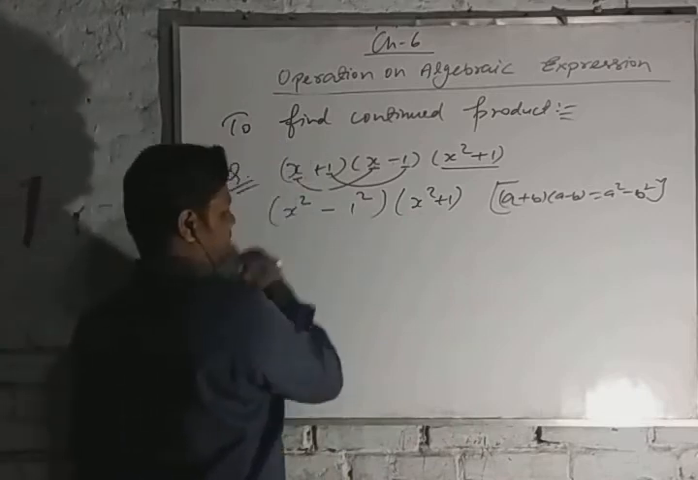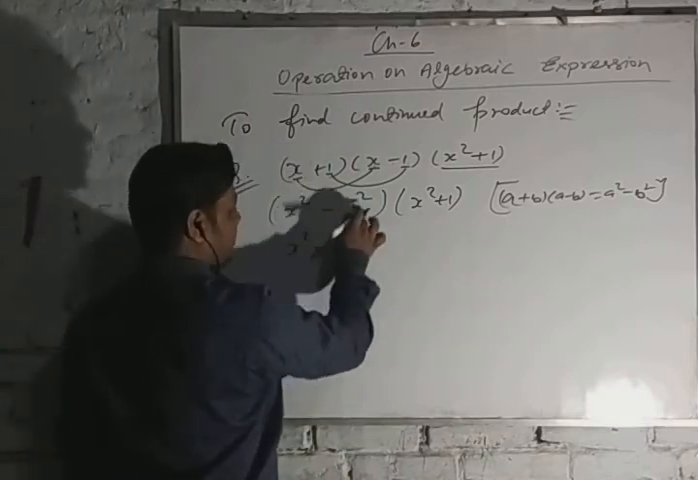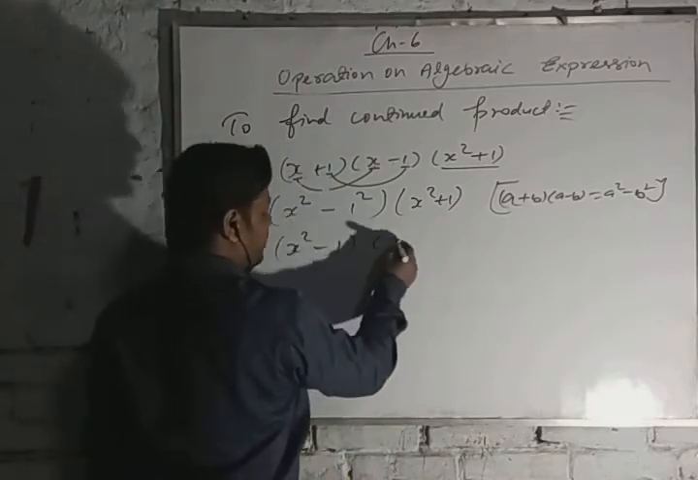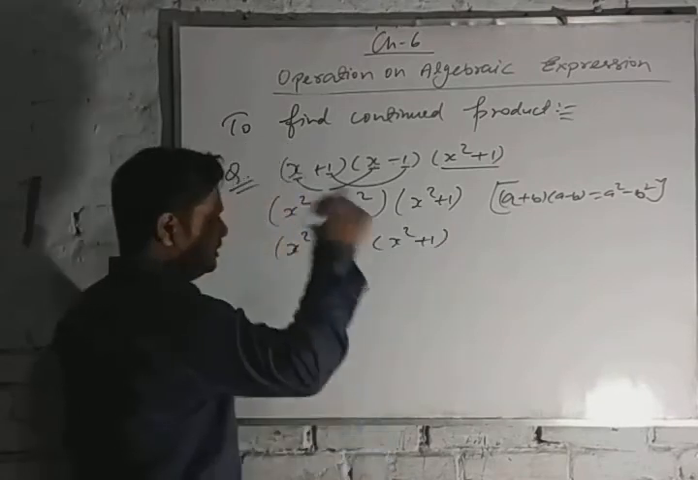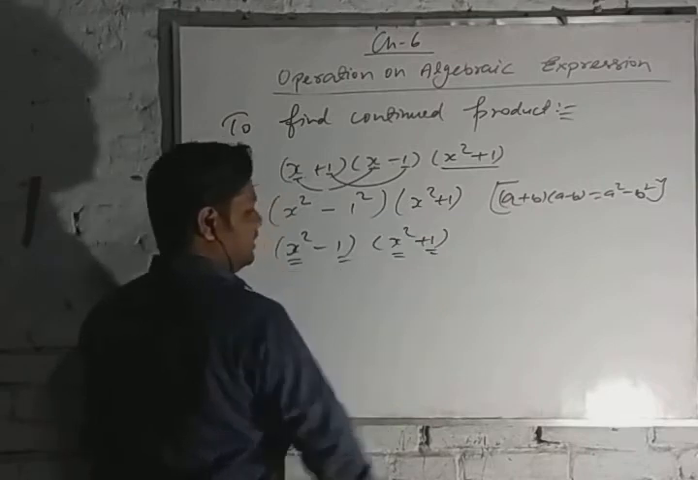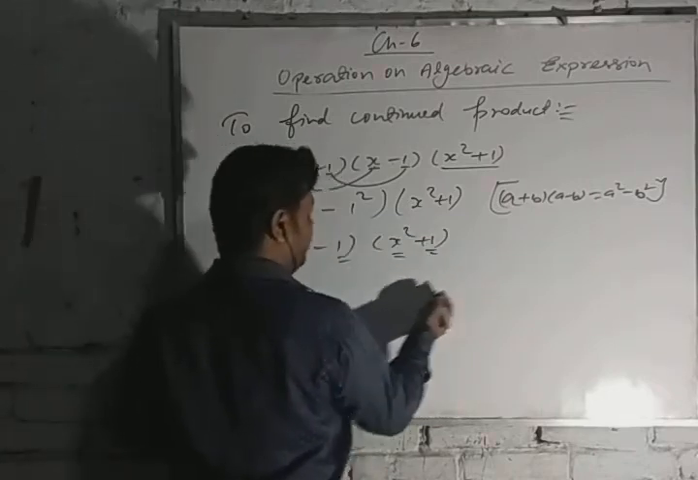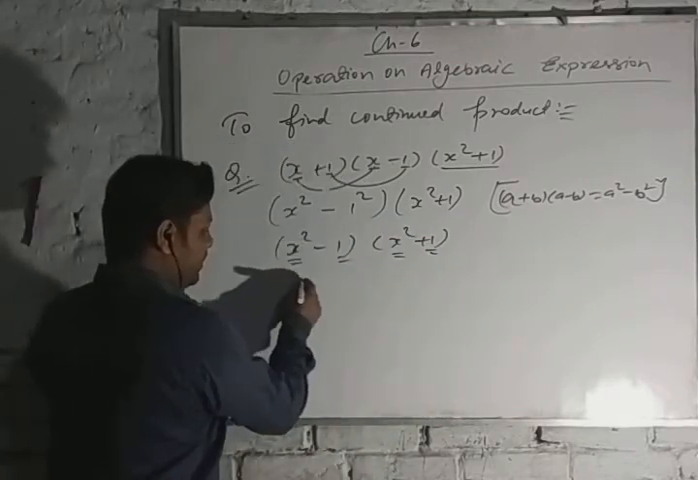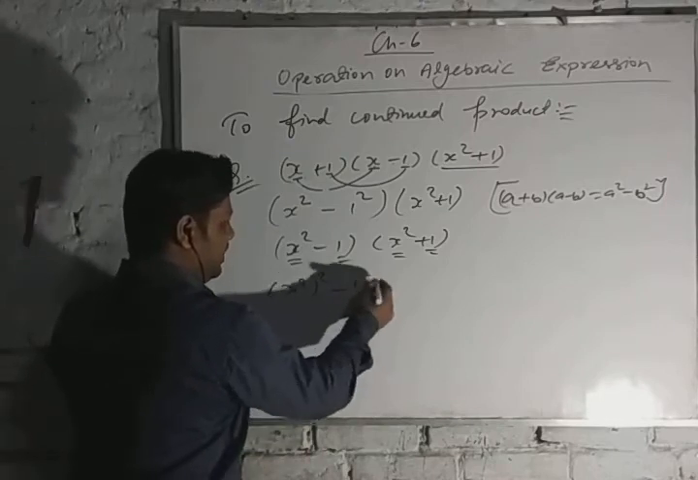Now again you can see here x square minus 1 square, that is 1. Now x square plus 1. Again you can see it is matching. It is also matching. Then it is again in the formula, in the base of, at first it will be x square square minus 1 square.